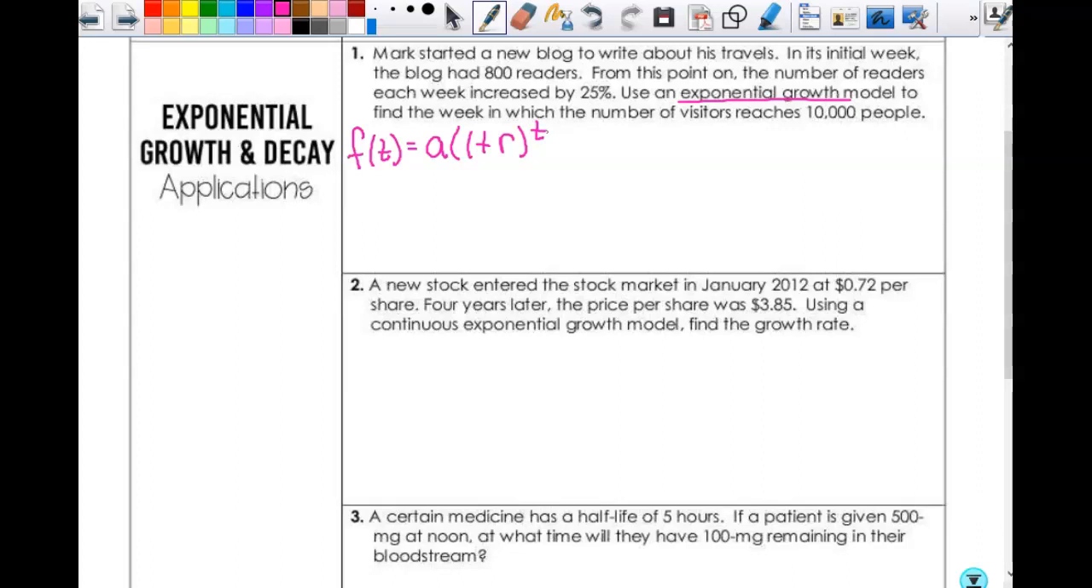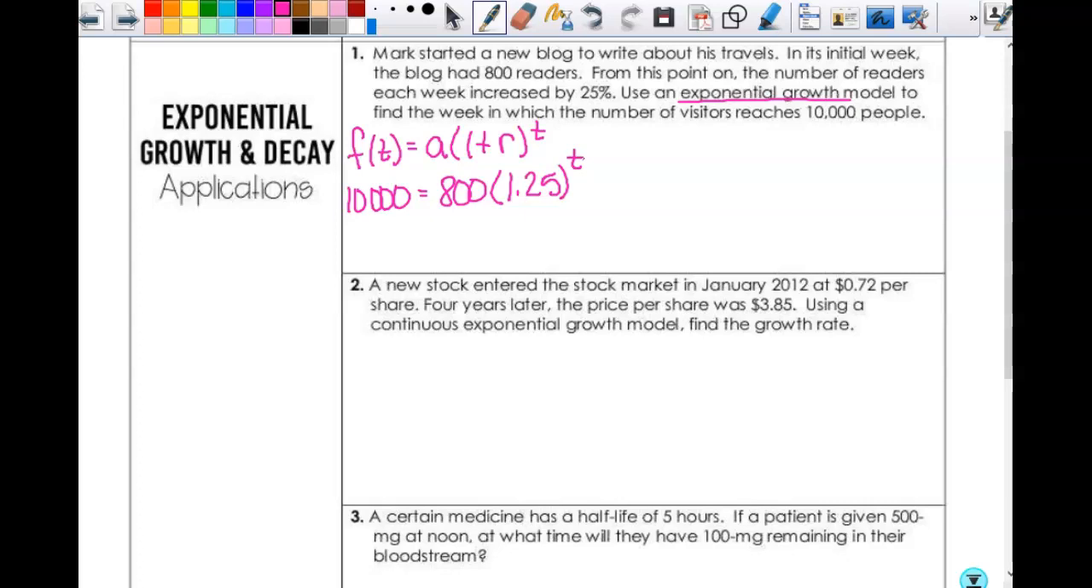So what is f of t? 10,000, because that's what the total would be. So we get 10,000 equals, what would a be? 800 times, so then 1 plus r. So the rate is 25%, so this would be 1.25, to the t power. So t is our only variable. We got to solve for t.